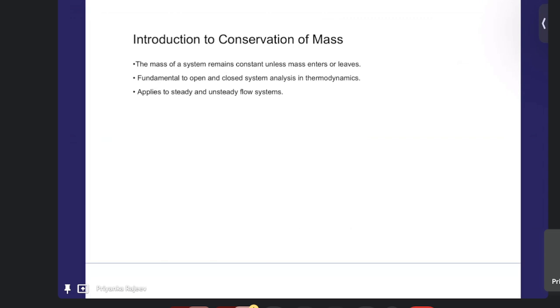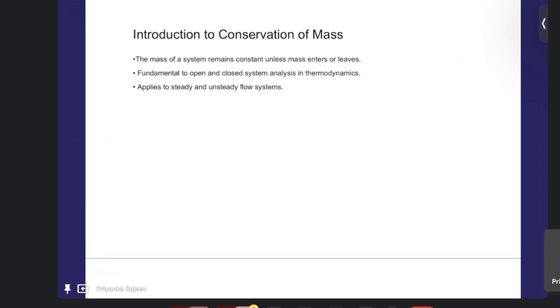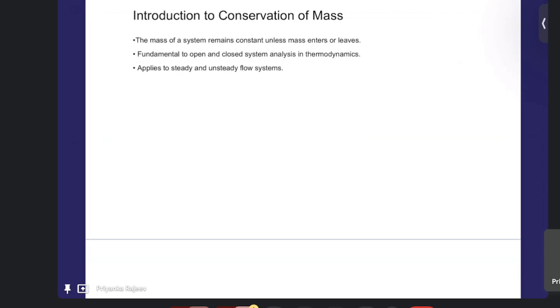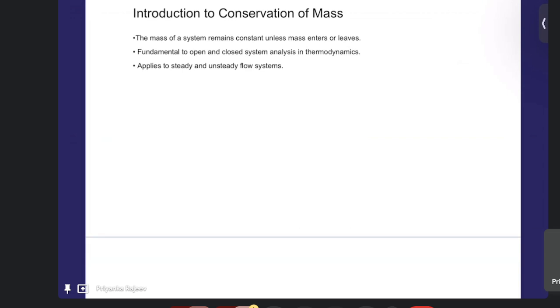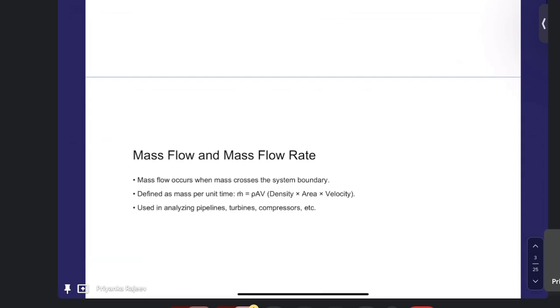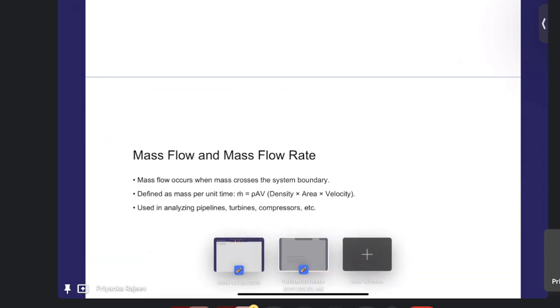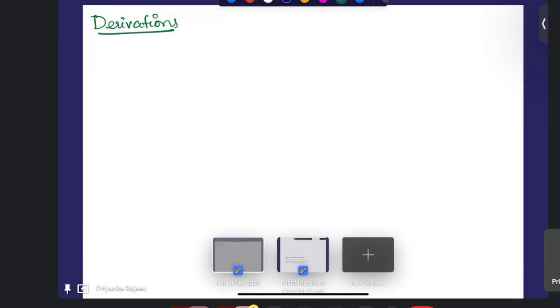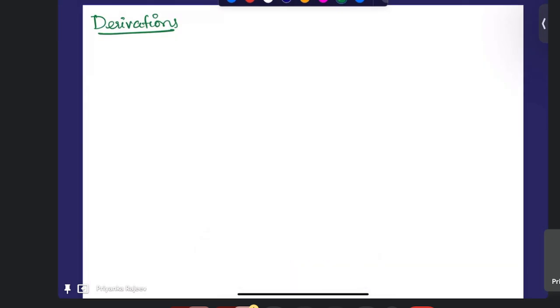Also, for these various types of flow systems, how this mass conservation comes into play will be discussed. Okay, so I'll be starting with the derivation first of all.